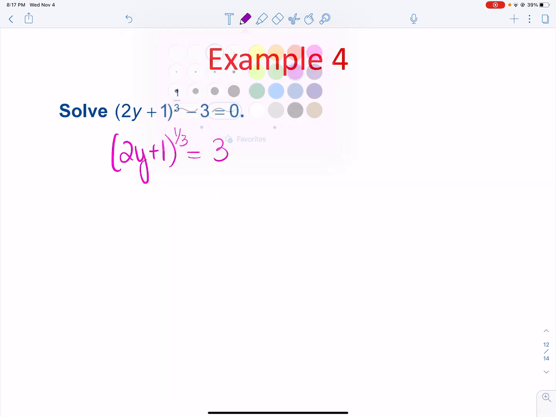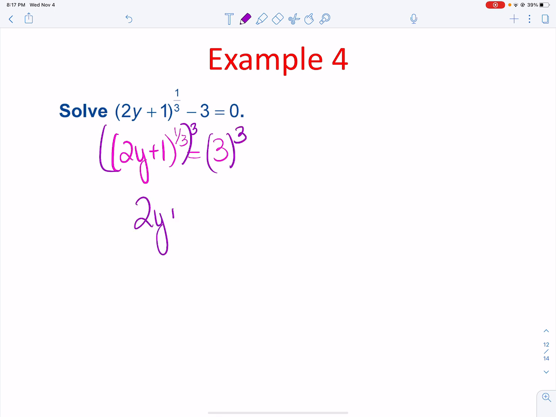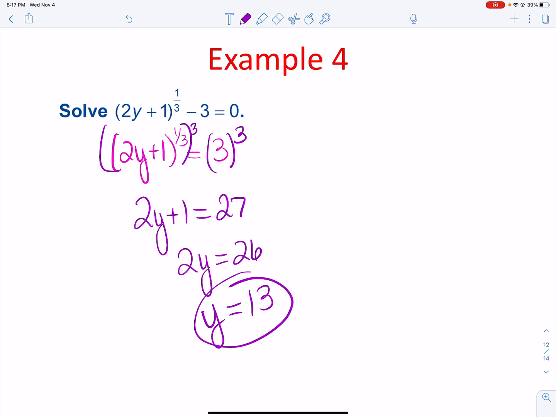So then you're going to take and you're going to cube both sides. So I'm going to minus the 1 and divide by 2. So my answer is 13. You can check it if you want. 2 times 13 is 26 plus 1 is 27. The cube root of that is 3. 3 minus 3 is 0.